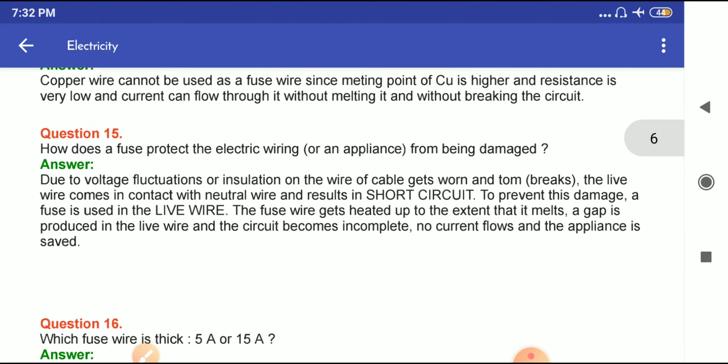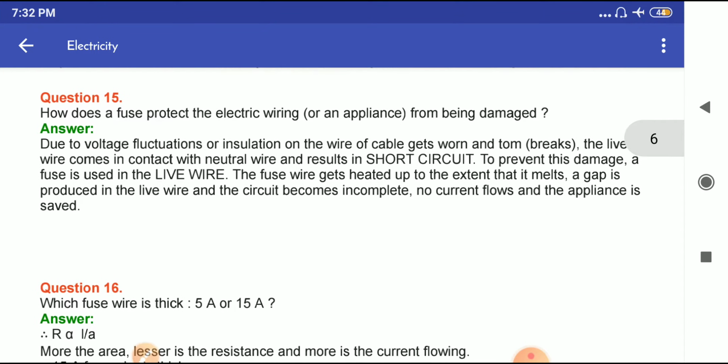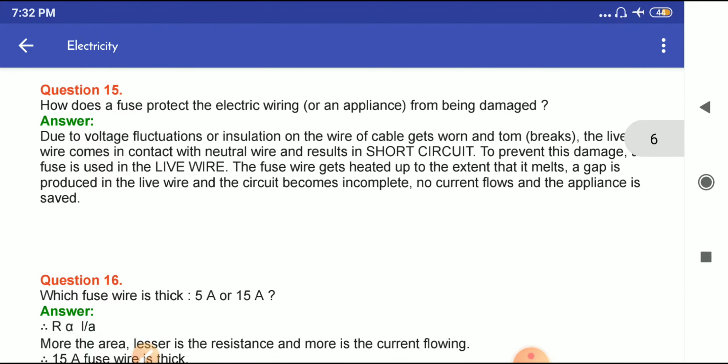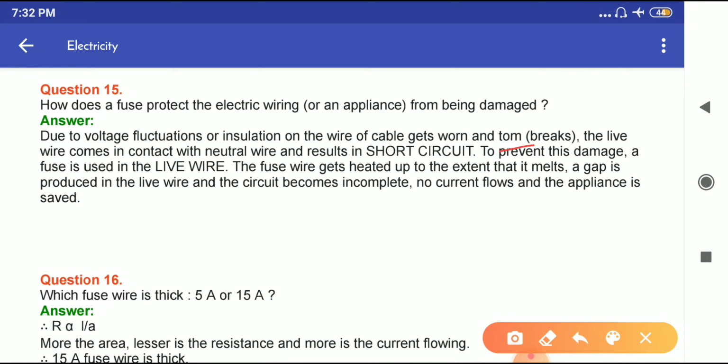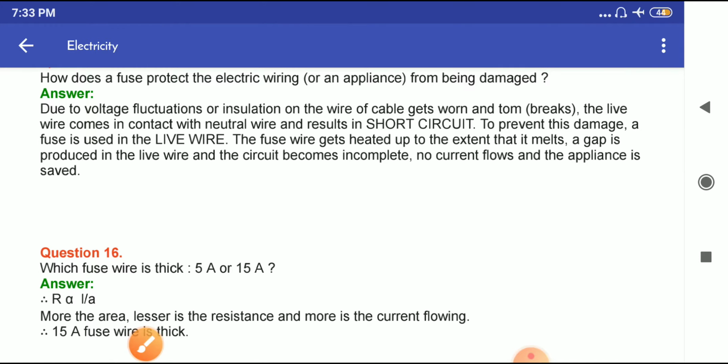Question number 15. How does a fuse protect the electric wiring from being damaged due to voltage fluctuations or insulation on the wire of cable gets worn and torn, that is break, T-O-R-N, this is torn. Okay. The live wire comes in contact with neutral wire and results in short circuit. To prevent this damage, a fuse is used in the live wire. The fuse wire gets heated up to the extent that it melts. A gap is produced in the live wire, and the circuit becomes incomplete. No current flows, and the appliance is saved.